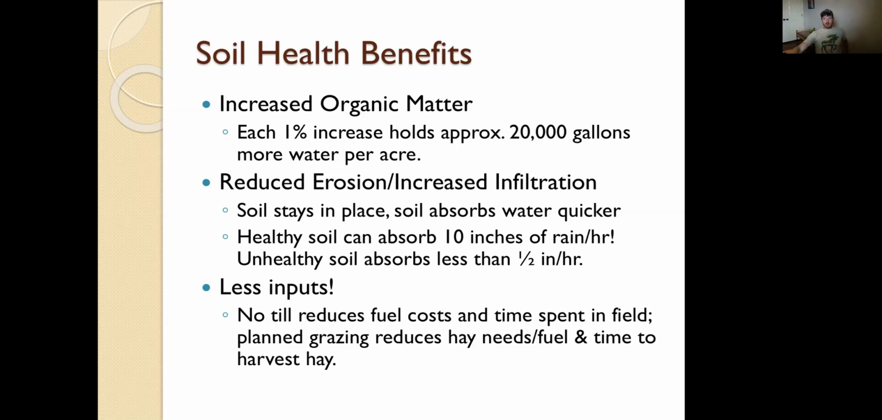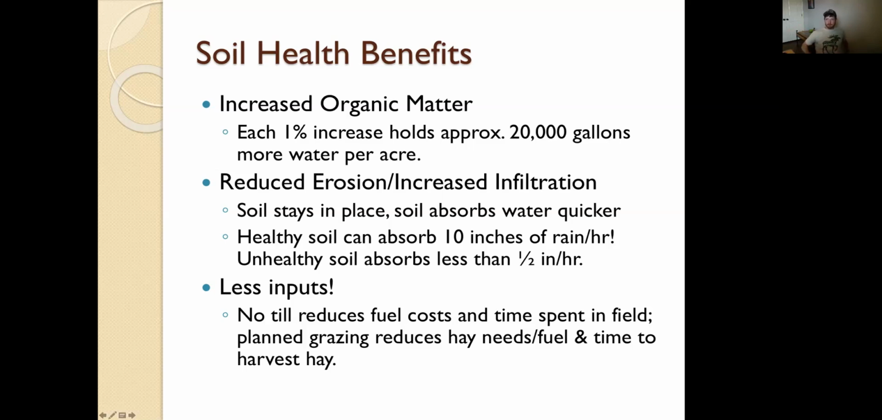Let's say we get really crazy and increase that organic matter content 2, 3, 4, 5% even. Guys, you just drought-proof your farm field or your grass field by increasing your organic matter. We drought-proof the farm. And at the same time, the more water that's staying in my soil, the less water that runs away, carrying soil particles, nutrients, nitrogen, phosphorus, potassium. We can increase our water quality at the same time. That soil stays in place, it's absorbing that water quicker.